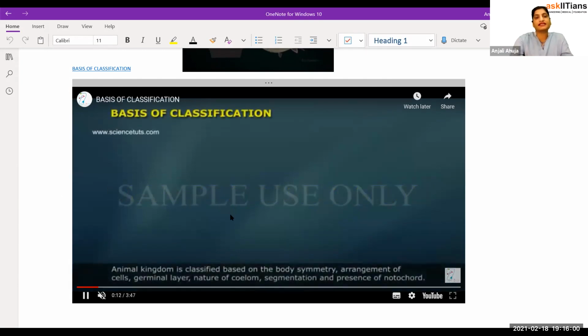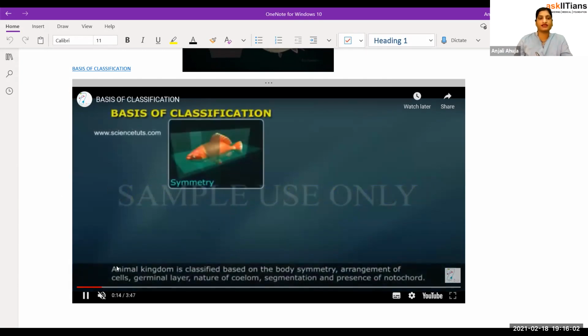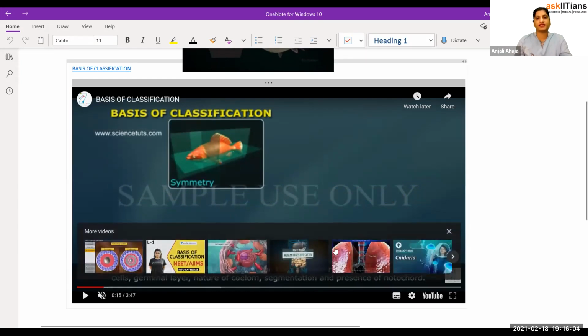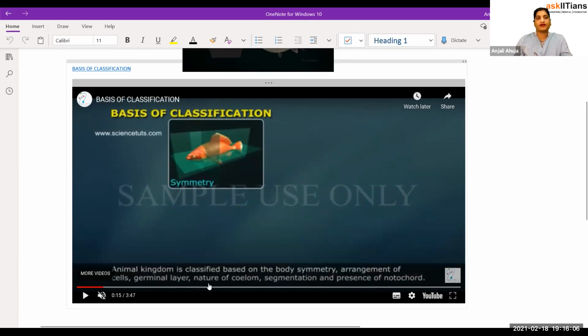The animal kingdom is classified on the basis of body symmetry, arrangement of cells, germinal layer, nature of coelom, segmentation, and presence of notochord. Frankly, I did not see the video before I started talking about it, but it is covering all the points that I thought I was going to tell you. I'll come back and revise if needed, but for now, understand it.